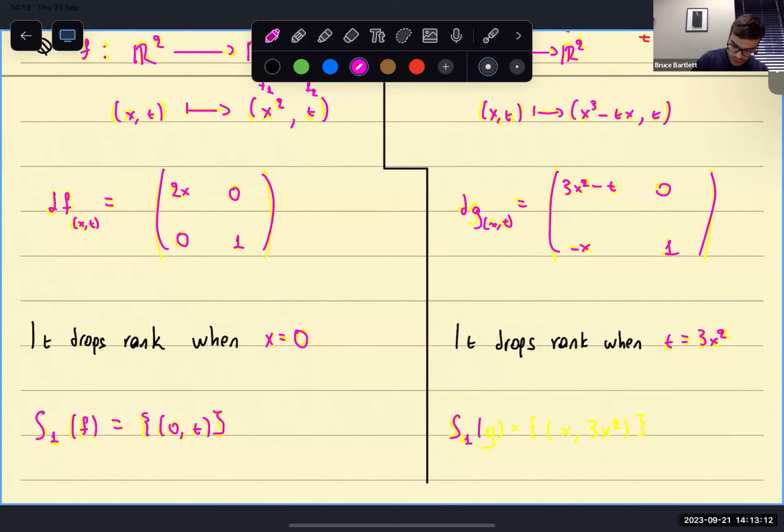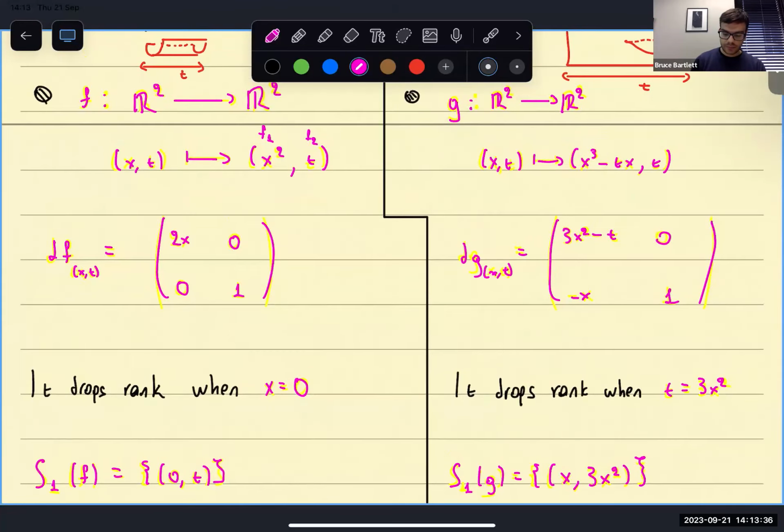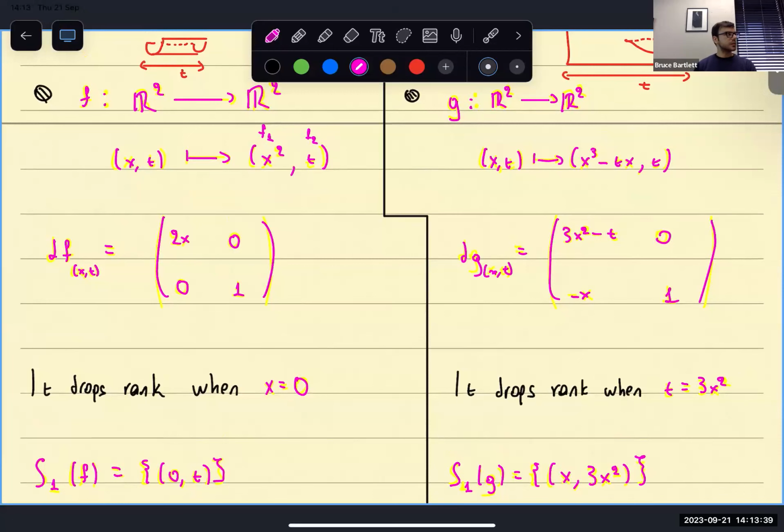And that's the S1 locus of G, which consists of all those points of the form (x, 3x squared). It's like a parabola in the plane. Okay. And again, I don't have any points where the differential is going to drop rank by more than 1. Is that because you got a 0, 1 column? Yeah. Exactly.